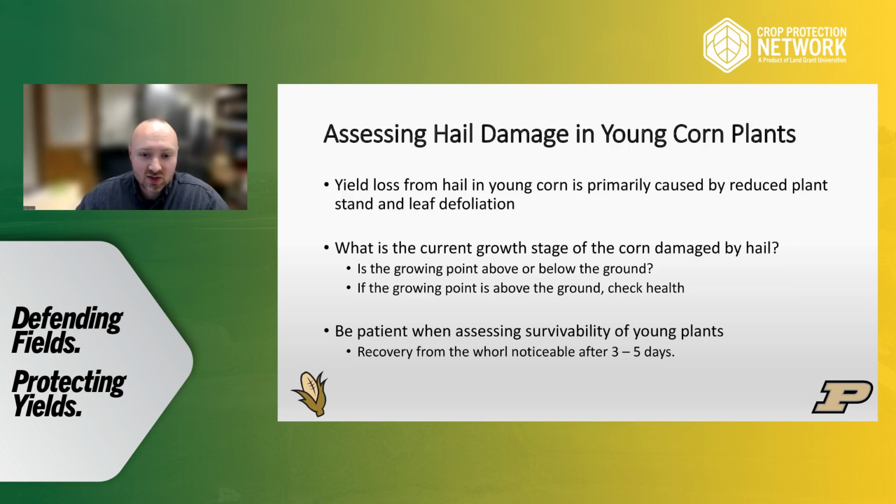survivability of those plants. So typically you'll start to see regrowth in corn in about 3 to 5 days. So it's important to be patient, give that corn plant some time so we can truly assess what that regrowth potential is going to be. And then, especially if that growing point is above the ground, or that growing point wasn't severely damaged, there's a very good chance that corn plant is going to recover, and it's going to recover well. But we have to be patient to understand and assess what that regrowth potential is.